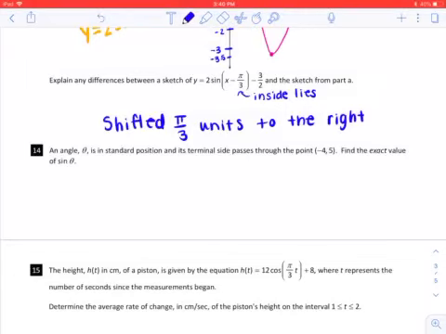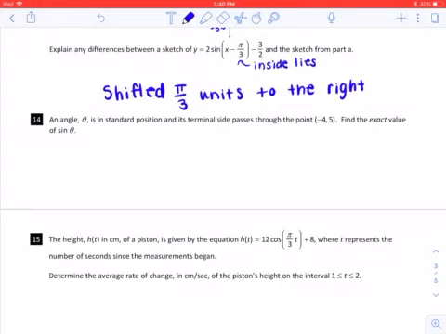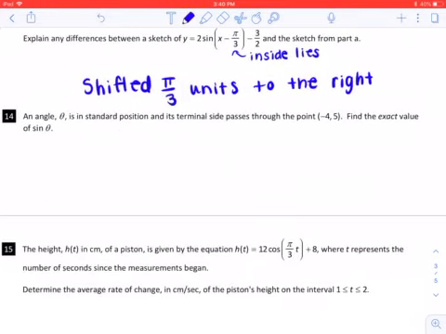Okay, part 3. Number 14, an angle theta is in the standard position and its terminal side passes through the point -4, 5. Find the exact value of sine. So I know the point that this passes through, so I'm going to sketch this, left 4, up 5. So that means that we have this, that was bad.